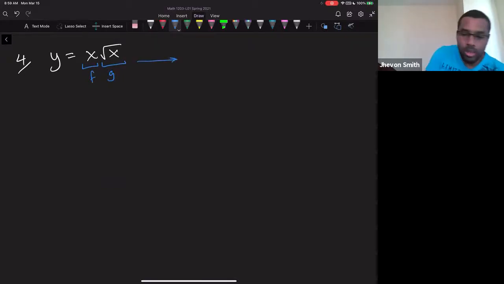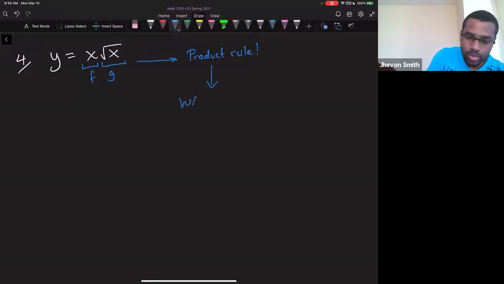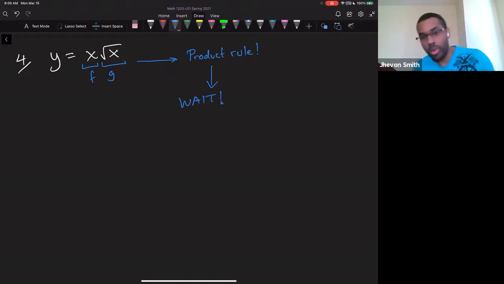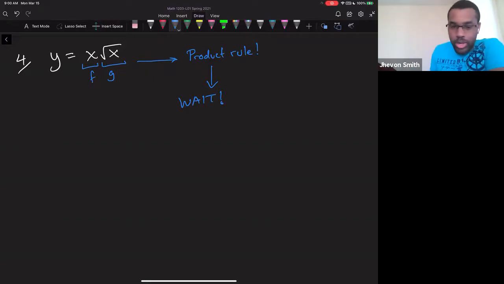But you might be thinking product rule. Not so fast. So here comes in another pro tip for us that can be very useful in some situations. Just because you can use a rule doesn't always mean that you should. There are times when, even though you can use a product rule, you wouldn't want to. For example, if I want to differentiate 5 times x cubed, I would not use the product rule.